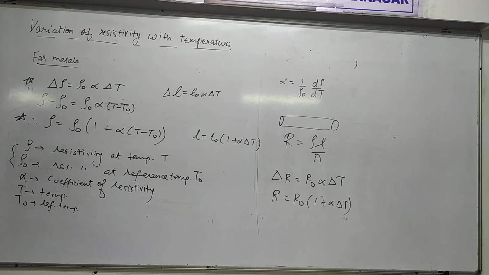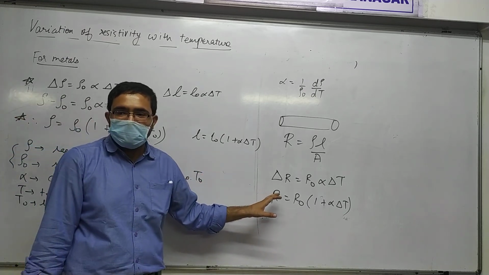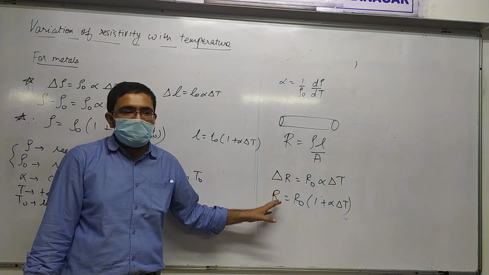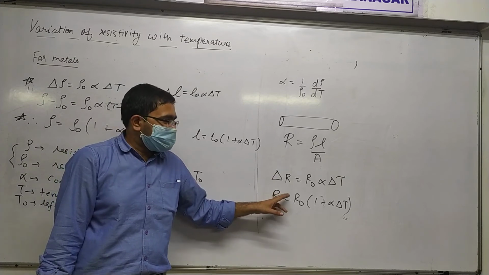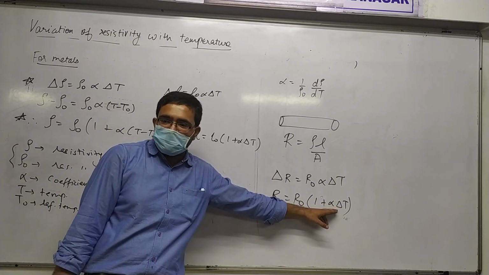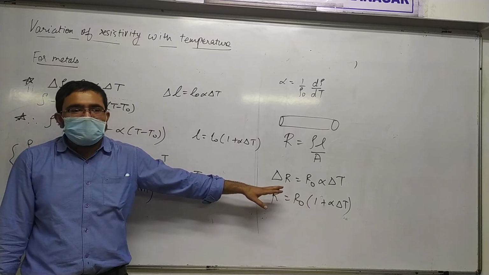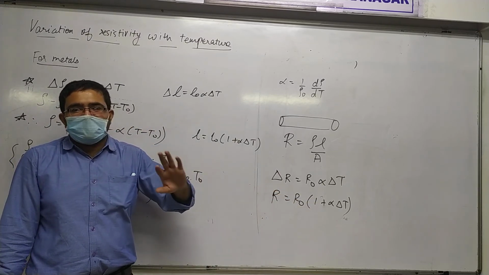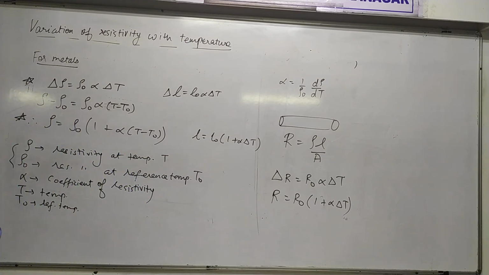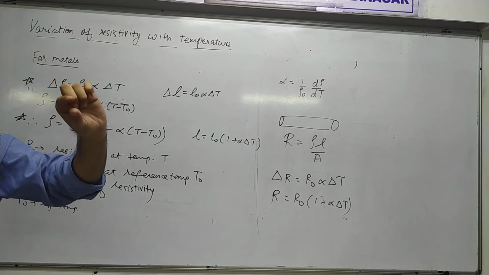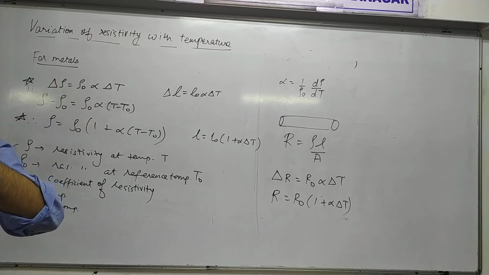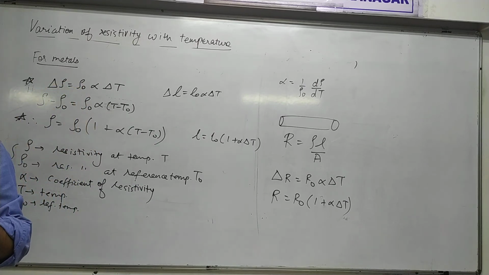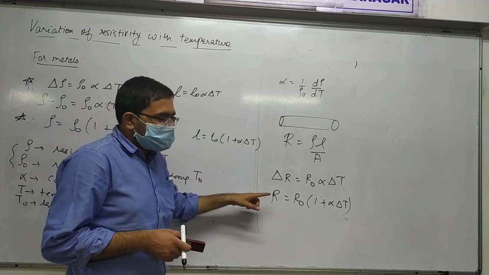Okay, so by measuring the change of resistance, we can measure the change of temperature. How does a mercury thermometer measure temperature? If it's hot, the length will increase. So by measuring the increase in length, we can measure the temperature. Yes or no? It's basically like that. So this relation is similar to that.